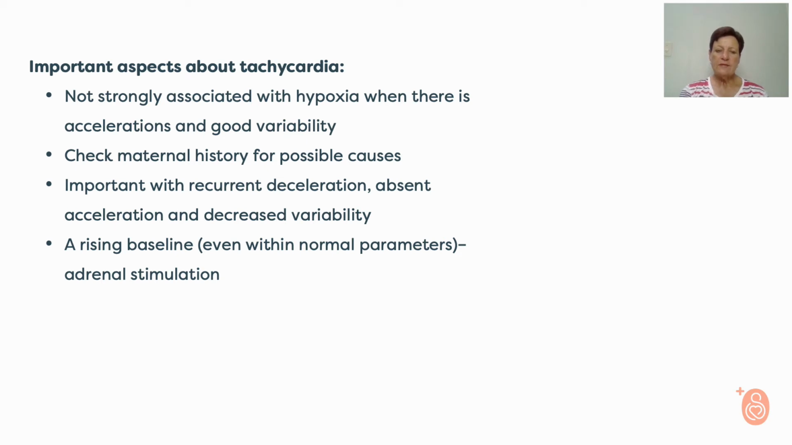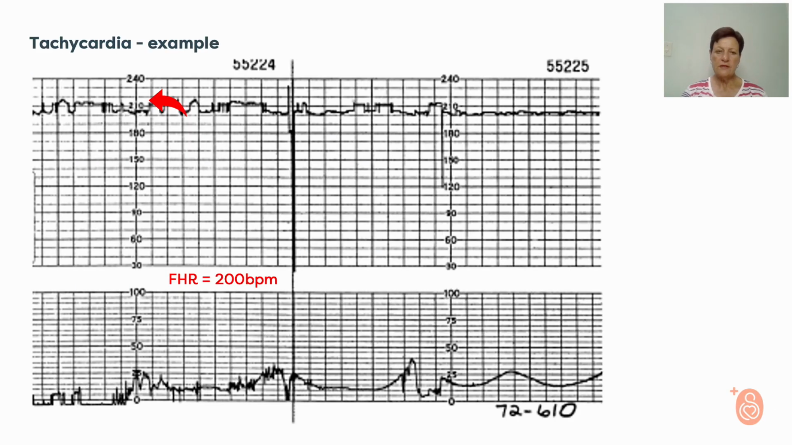A rising baseline, even within normal parameters. So say, for example, the normal baseline of the fetal heart was in the area of 130 beats per minute. And then gradually, next time you measure it, it becomes 140, and next time 150, and next time 160, is a sign of adrenal stimulation. It's a sign of, like we've said, persistent hypoxia, which causes the adrenal gland to be stimulated, which causes the secretion of catecholamines, etc. So that is very, very important.